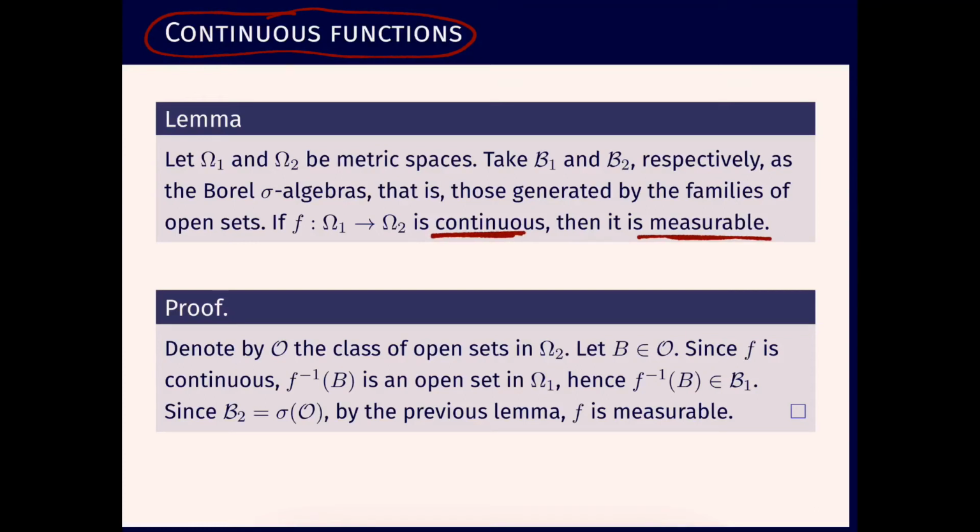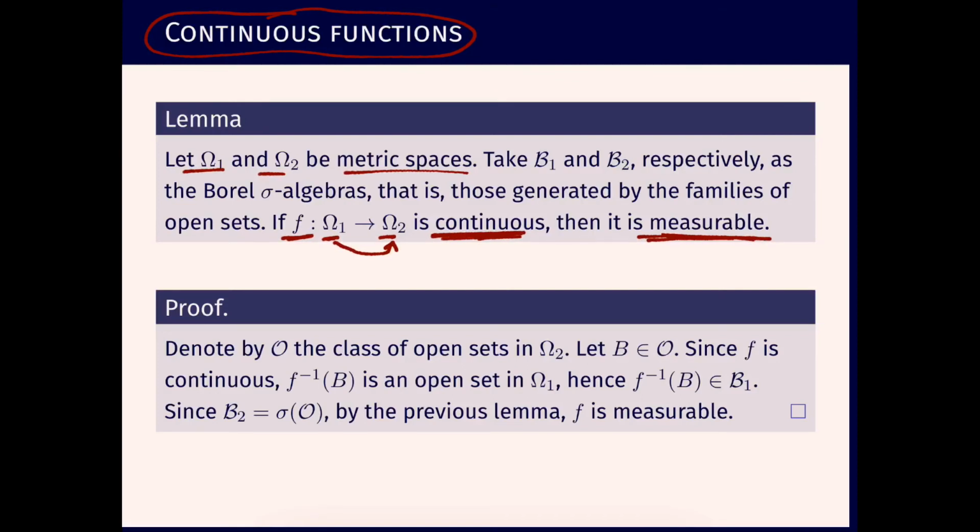Okay, so what does it mean for a function to be continuous? Well, we need spaces where we can talk about continuity. So a function that maps one space to another space, but now these spaces are not simply sets, they are sample spaces. When we talk about continuity, we need some topology or some metric on those spaces. So we assume omega 1 and omega 2 are both metric spaces. And if the function is continuous, it is measurable.